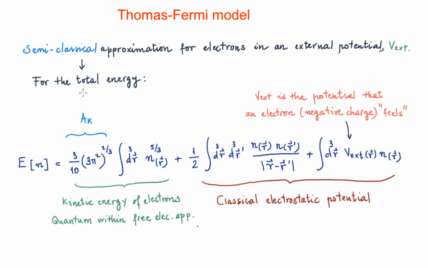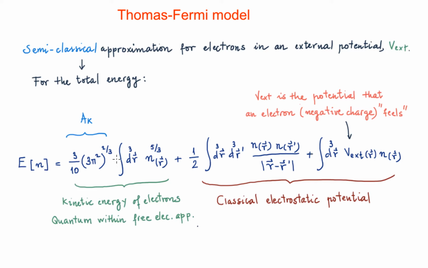So first we are going to start with an expression for the total energy of the system in terms of the electronic charge density. So this is the expression we have for the total energy of the system, and it includes three terms, and we are going to analyze these three different terms. So the first term is describing the kinetic energy of the electrons. This expression is based on the uniform electron gas approximation.